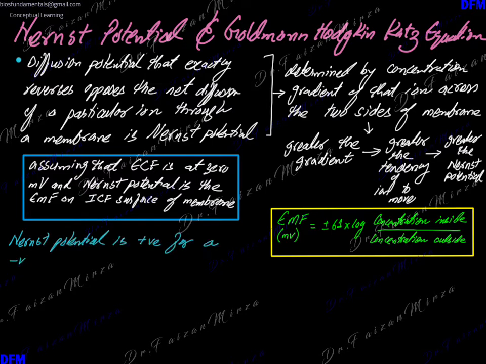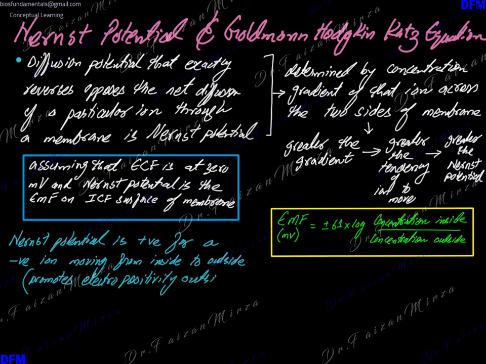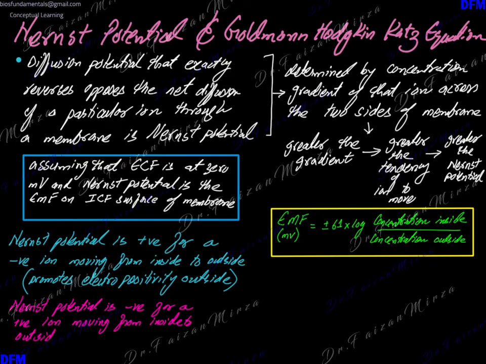The nerve's potential can be seen, it's positive for a negative ion moving from inside to outside, because this movement promotes electropositivity outside the cell. Whereas the nerve's potential is negative for a positive ion which is moving from inside to outside. Here it will promote the electropositivity outside the cell. So this is the basic difference.